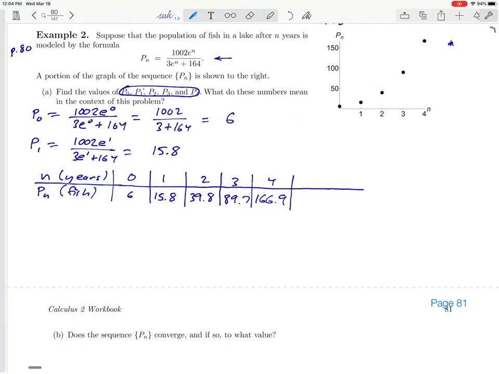Now they also ask us, what do these numbers mean in the context of this problem? Well, our table tells us, because we can look at the units and see that they represent numbers of fish. So think of these numbers that are coming out as just being approximations of the number of fish in the pond after a certain amount of time. Let's write that down.